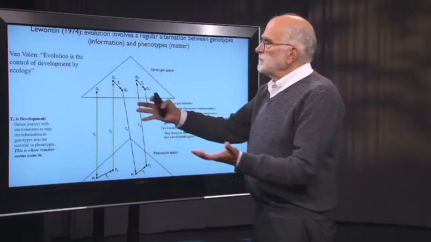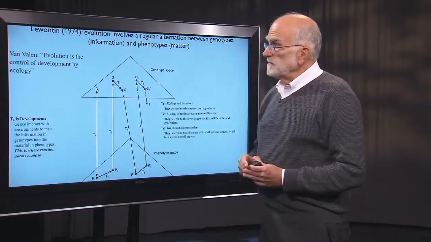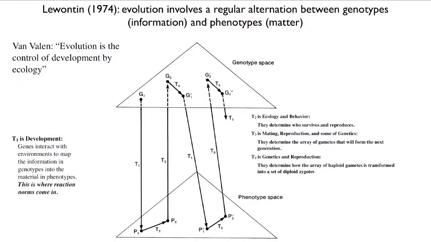All of this is captured in Lee Van Valen's phrase that evolution is the control of development by ecology. And I think that another take-home message that you can get from this is that you can't change phenotypes without changing development. Development is an essential part of evolution.